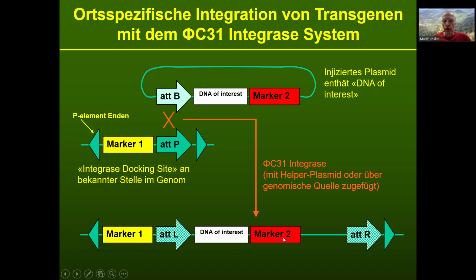If you look at your insert by sequencing and so on, you will realize that this site now also contains your DNA that you have injected. Your DNA of interest is there, and you identify it through the presence of marker number 2. So that's how we often use the integrase system these days, rather than the P-element insertion system, to make new transgenic insertions in fly. Both are of use, but we quite often use this one here.